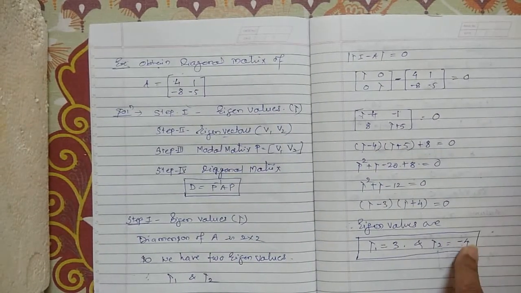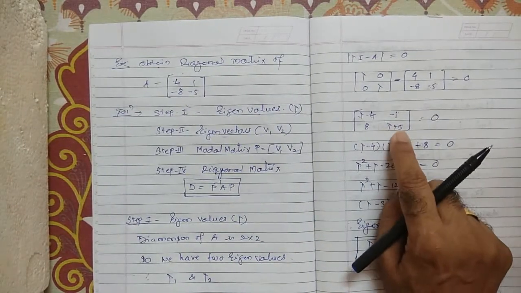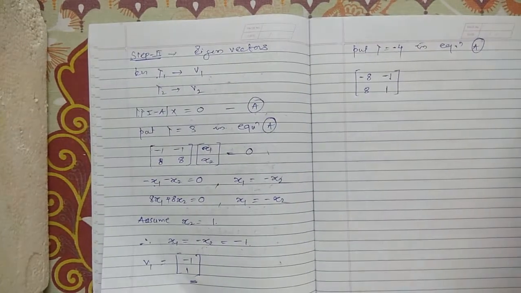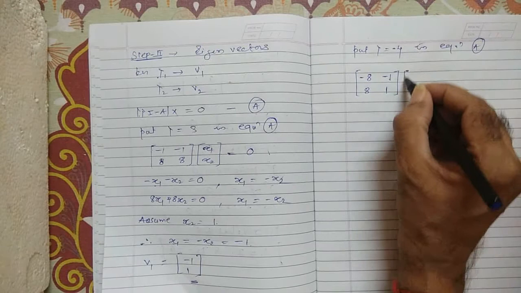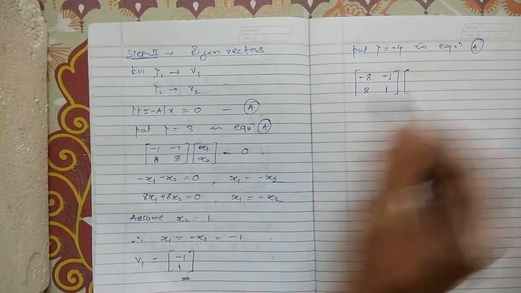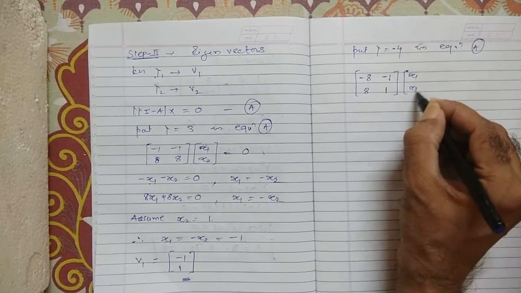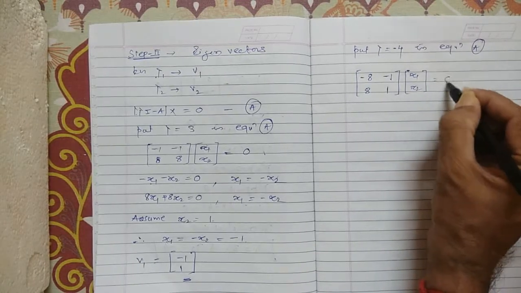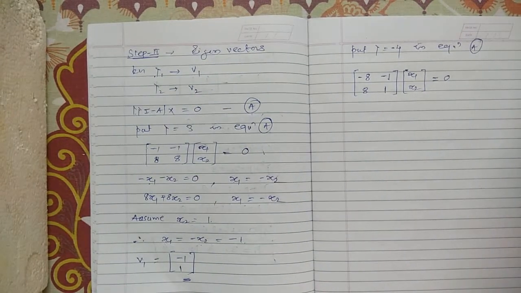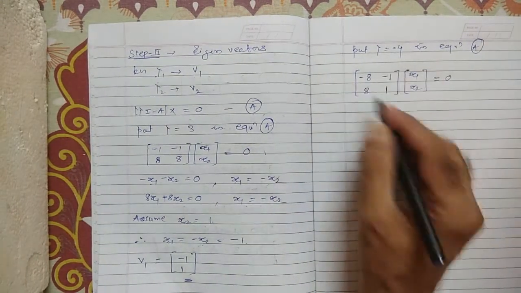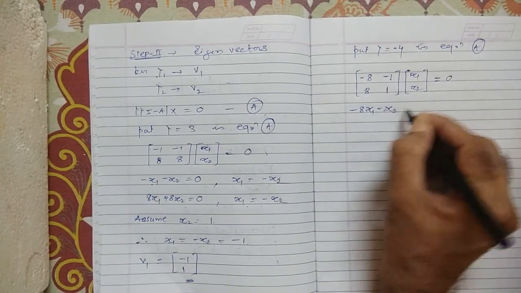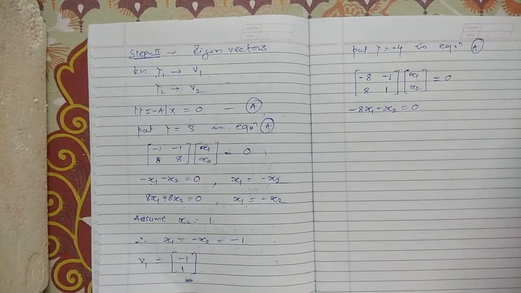And here lambda equals minus 4, so minus 4 plus 5 is 1. So we have 1 here, multiplied by X. The equation is lambda I minus A into X, where X is x1 and x2, and it equals 0. So from these we can write minus 8 x1 minus x2 equals 0.